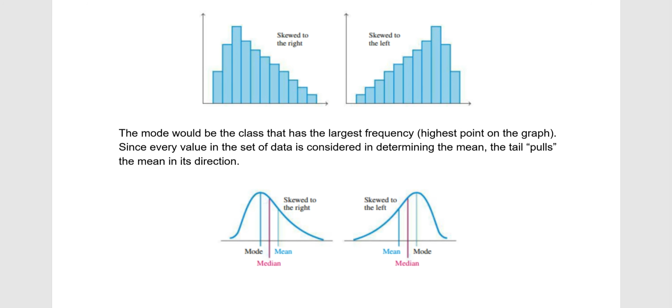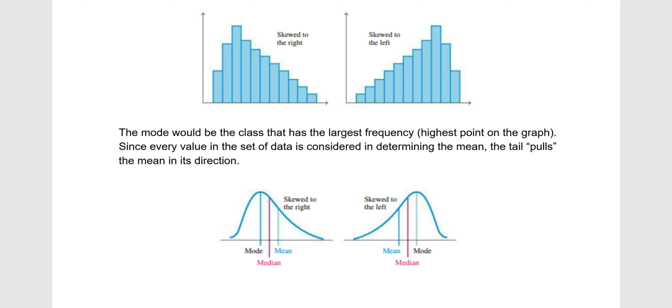And as usual, the mode is going to be the class that has the largest frequency, which means it's the highest bar on the graph. So if we were taking a look at the ones above here that are actually frequency histograms, clearly this one and this one over here would be the mode because they go up the highest. But finding the median and the mean is a little bit more difficult.